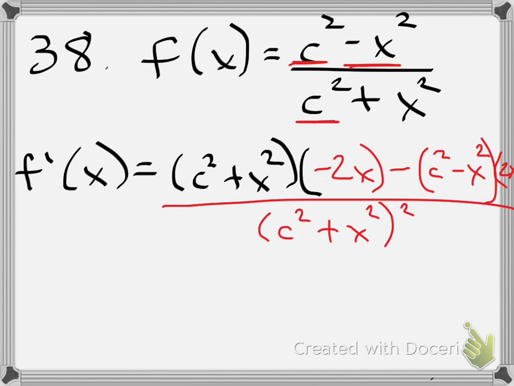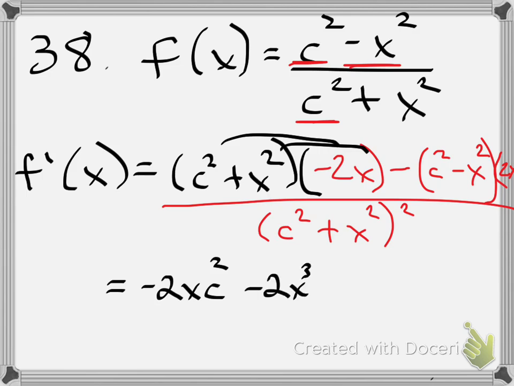Okay, so let's do some distributing kind of this way. That's negative 2xc squared minus 2x to the third. And here, minus 2xc squared minus 2x to the third.